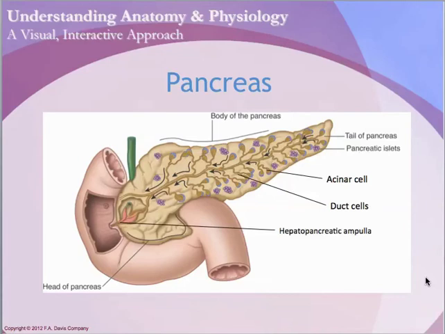The duct cells secrete sodium bicarbonate, which helps buffer the highly acidic chyme entering the duodenum from the stomach. So we don't want that to be really acidic in our intestines. The ducts converge on the main pancreatic duct, which joins the bile duct at the hepatopancreatic ampulla to be secreted into the duodenum.